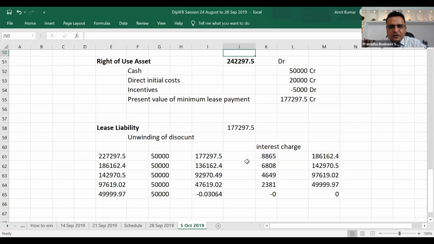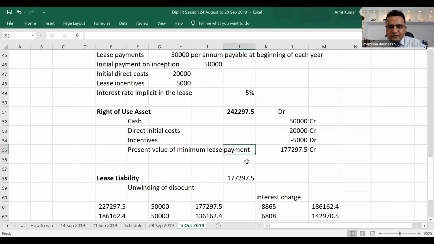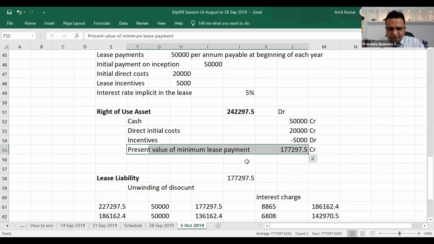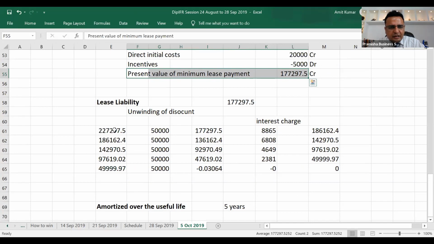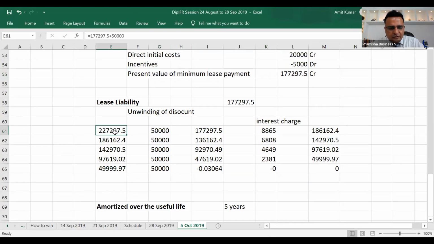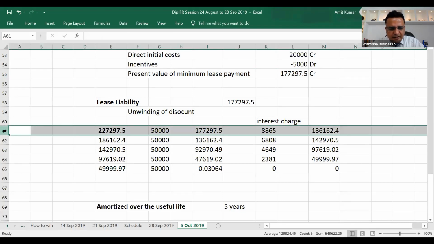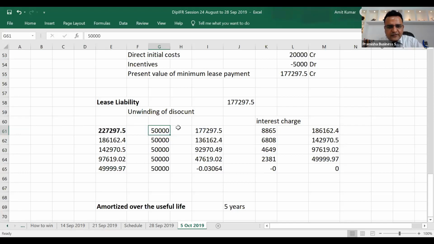So this present value of lease liability is at the inception of the lease. After 1 year, this will be added as part of the interest cost. So this is the total liability against it, like total payment to be made against these lease terms is 227. We made at the beginning of the year, immediately at the beginning of the year, 50,000. So this is also the initial payment. This 50,000 is also the initial payment.